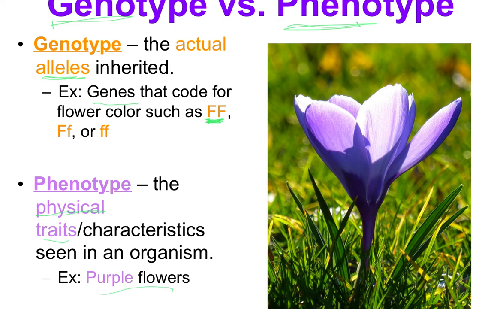So here in our purple flower situation, in order to have purple flowers, you have to have the dominant alleles. So you have to have both dominant Fs or a dominant F and a lowercase f, and you would have the same phenotype but two different genotypes.